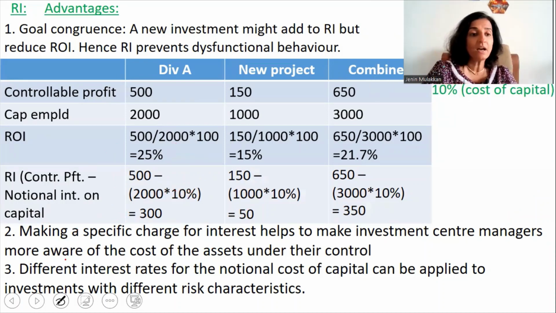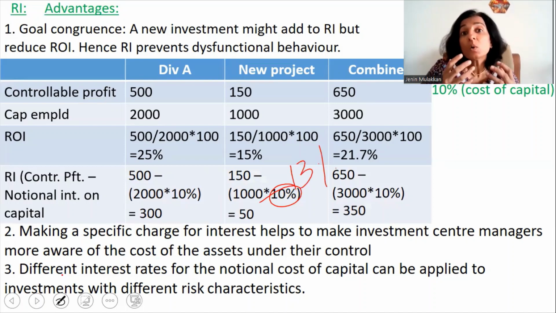Now, moving to the third advantage, different interest rates for the notional cost of capital can be applied to investments with different risks. It is not necessary to take this 10%, which is the cost of capital, and get the residual income. If the new project is very risky, instead of 10%, the company could fix an increased return, say of 13%, based on the riskiness of the project. So that is what is mentioned in point 3.